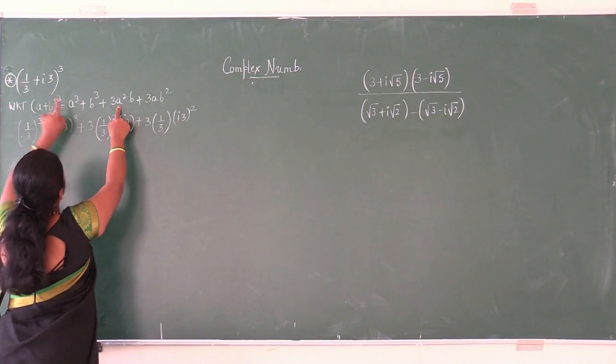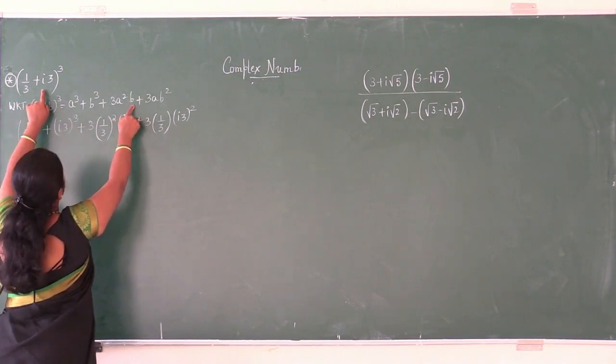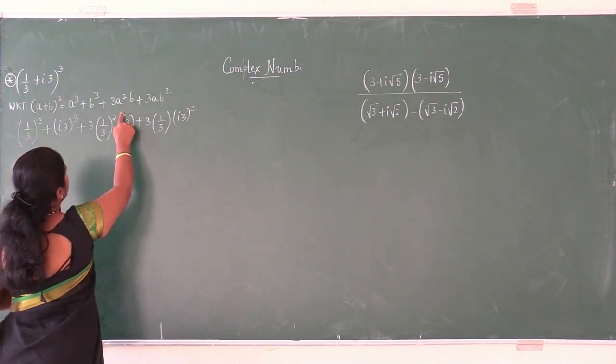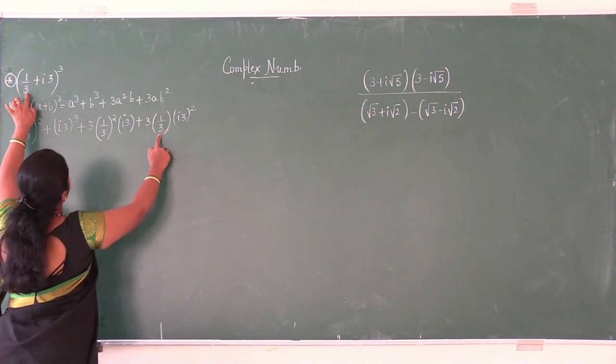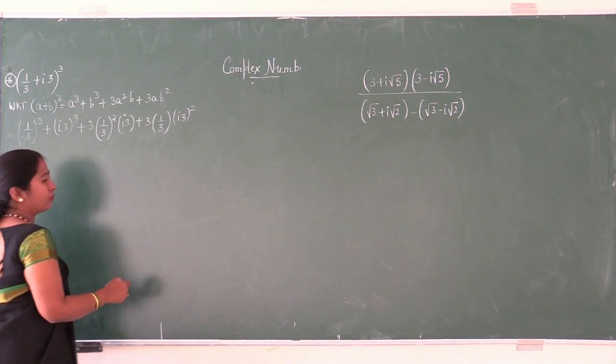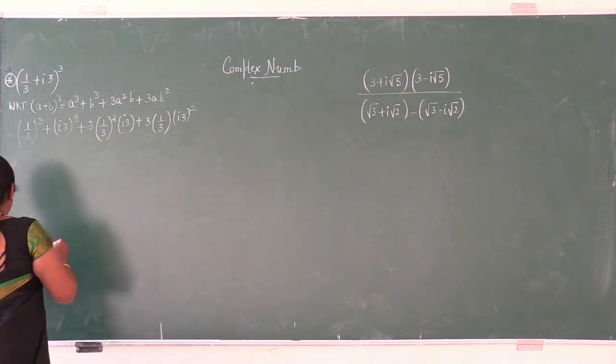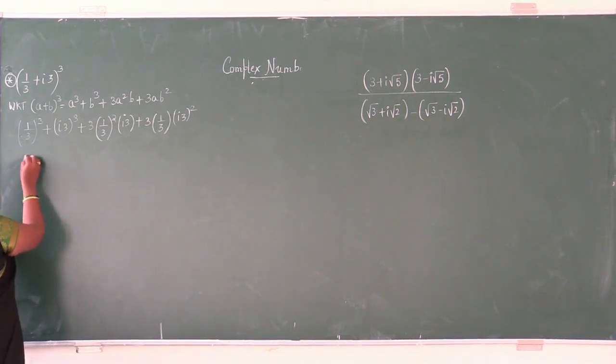What is a? (1/3) whole square. What is b? i into 3 plus 3 as it is. What is a? 1/3. And what is b square? (i·3) whole square. So expanding this, what do we get?